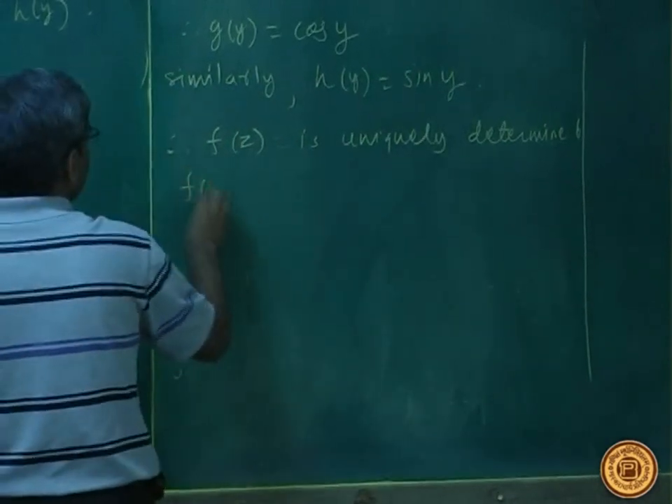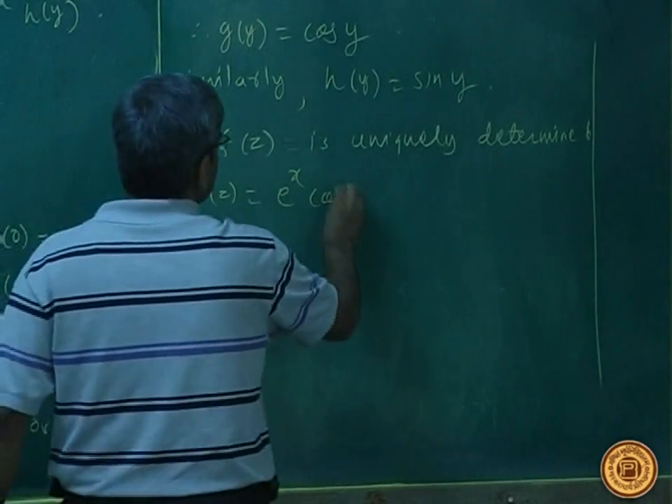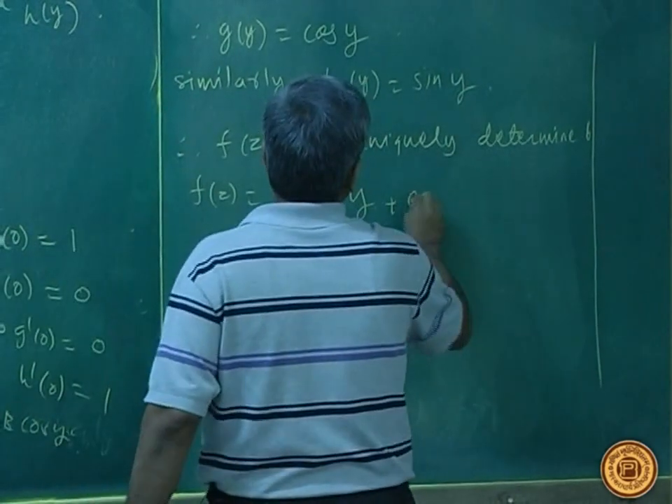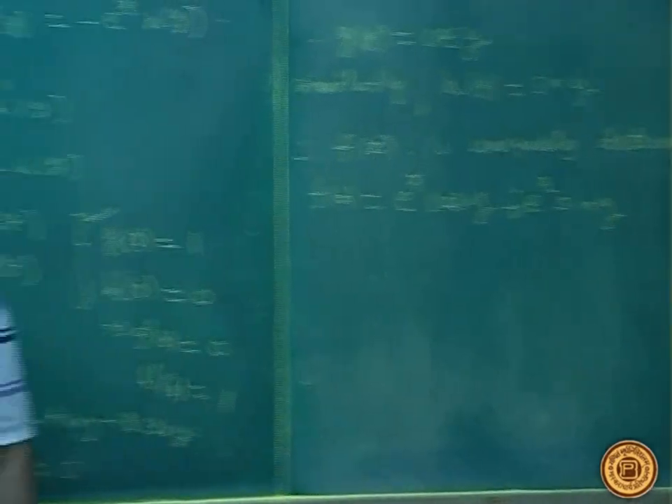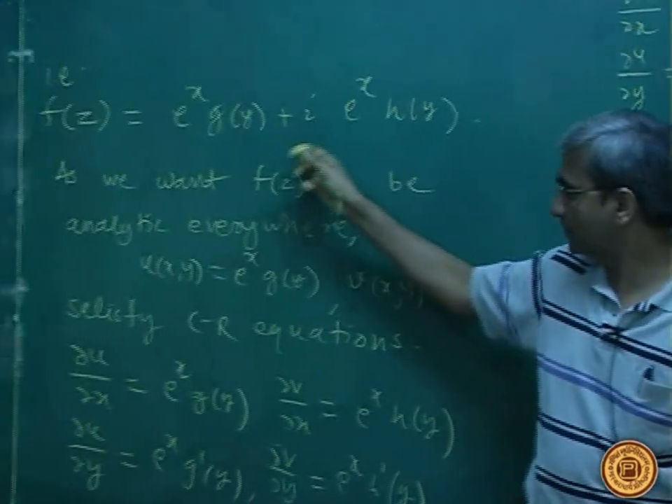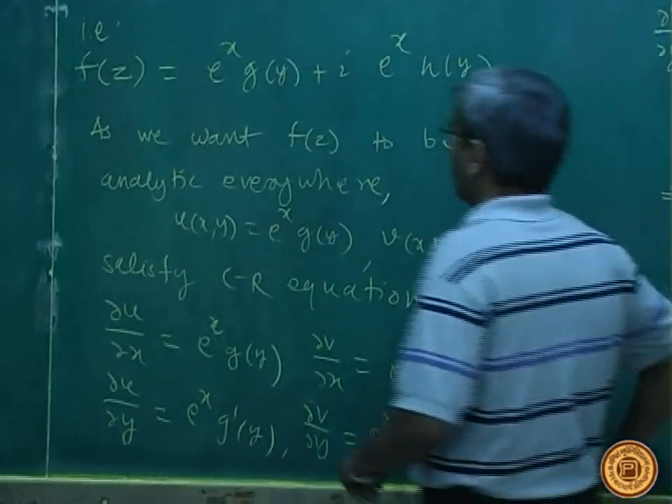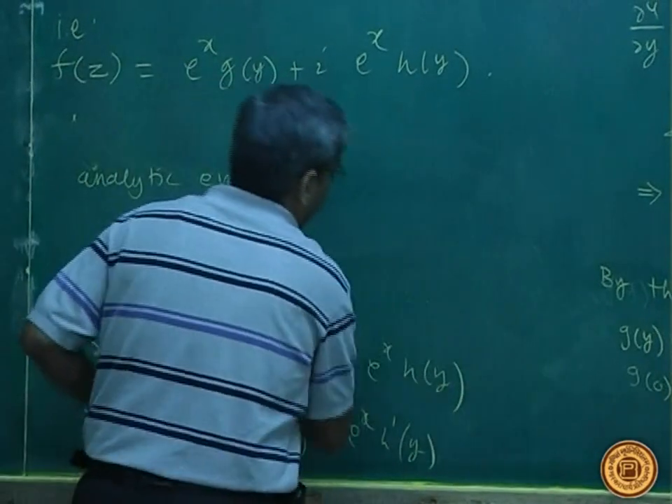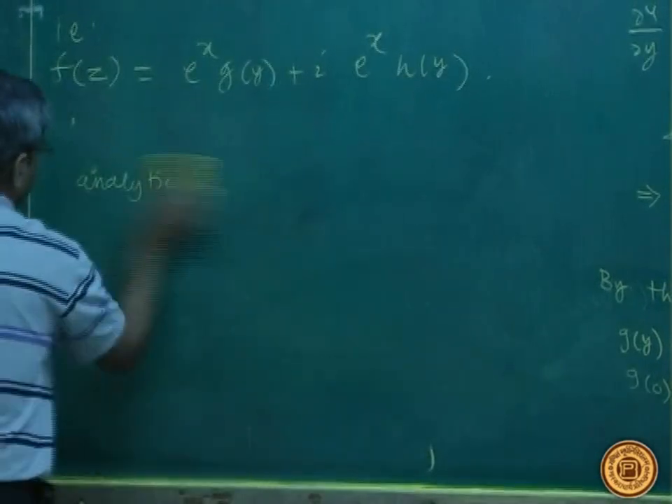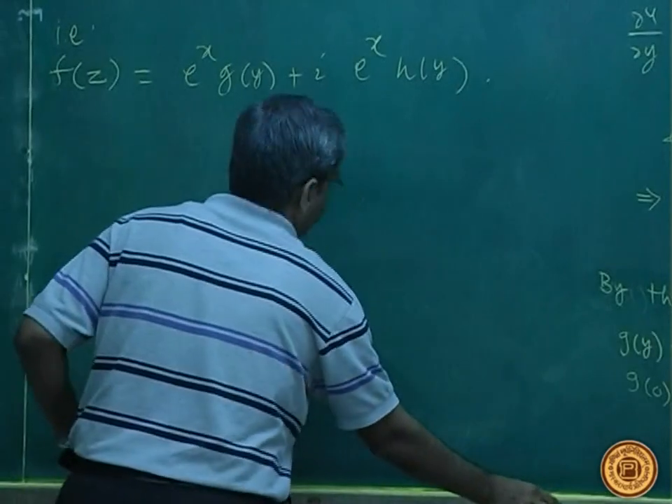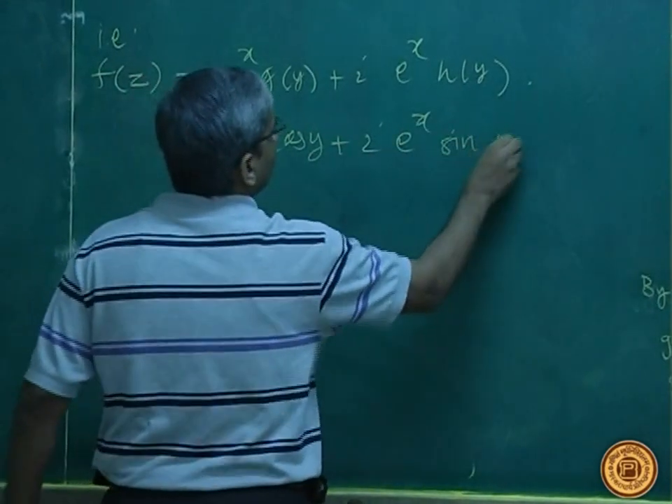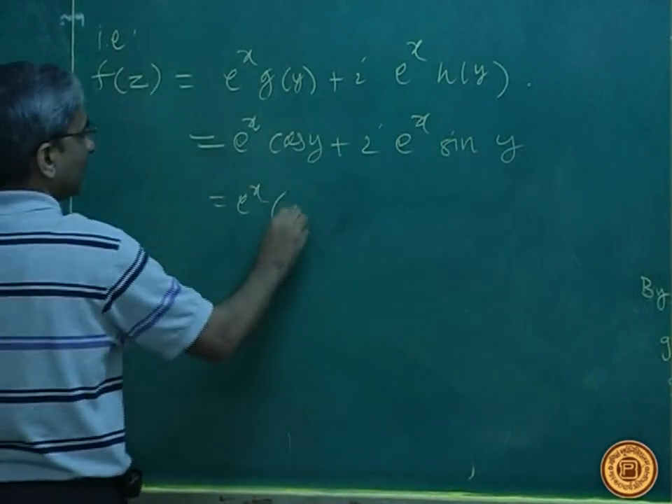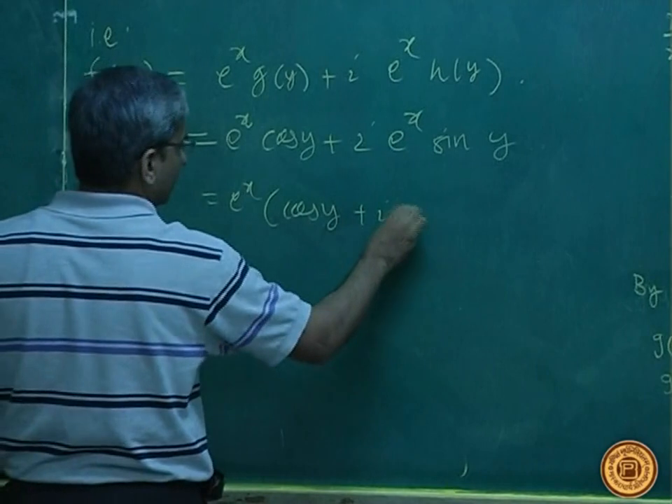And fz is nothing but e to the power x cos y, that is gy, plus e to the power x times i times sin y. This was f. Let me write here in the same frame of the camera. So I have found gy as cos y plus i times sin y. So I can take e to the power x outside, and then write cos y plus i sin y.